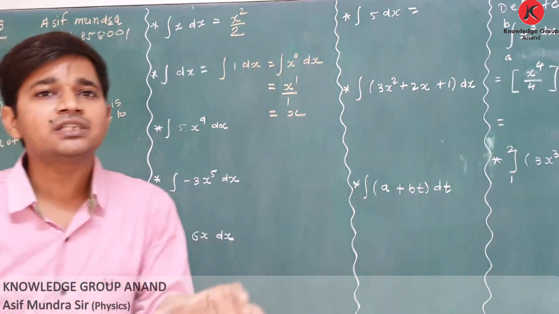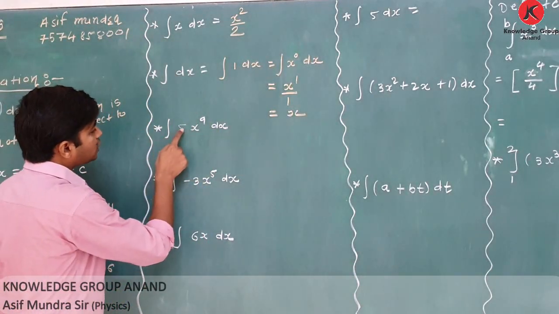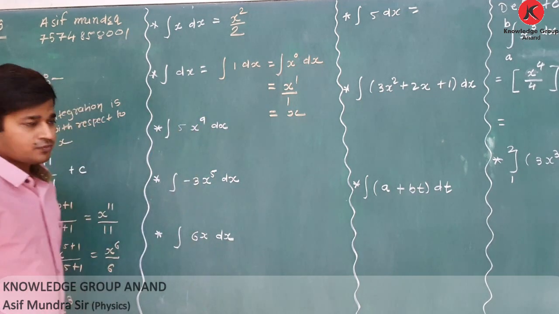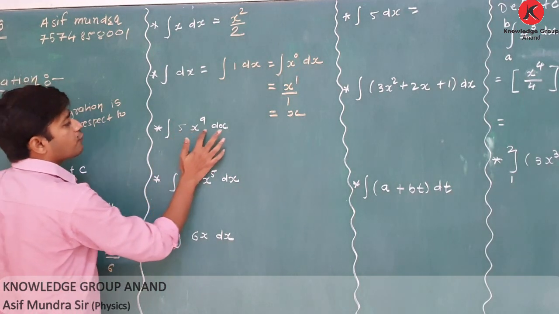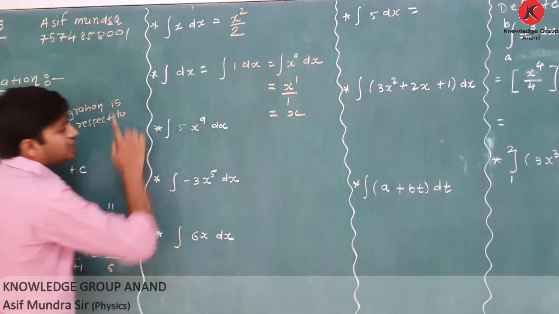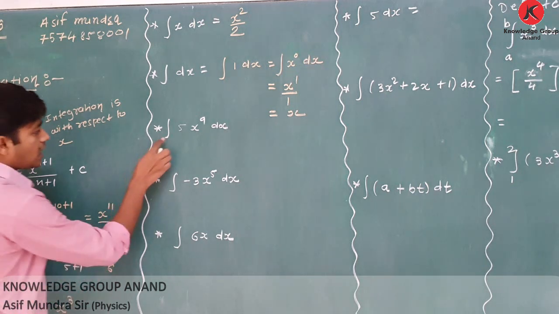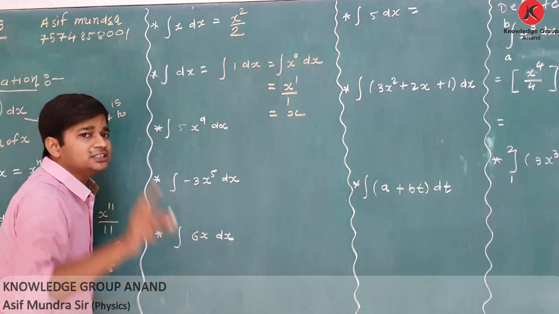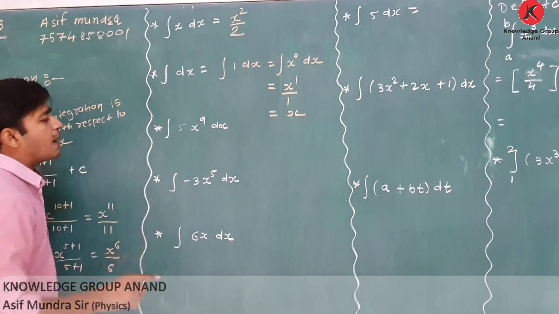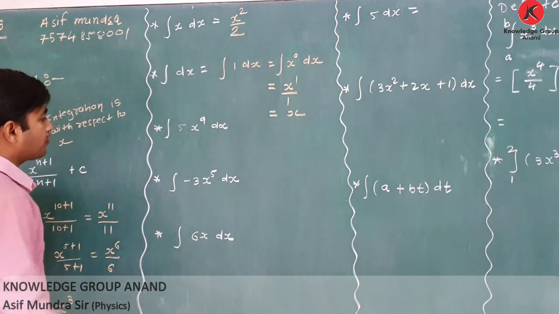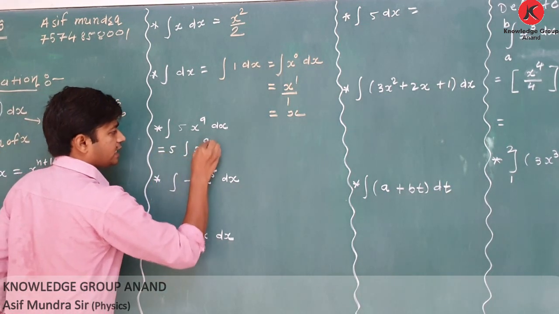Now, if you are given some coefficient with a function of x, for example, integration 5x raised to 9 dx. Yes, this 5 is the coefficient of x raised to 9 and integration is with respect to x. So you can take this 5 out of integration because it is constant. This 5 does not depend on x. So you can write this term as 5 integration x raised to 9 dx.